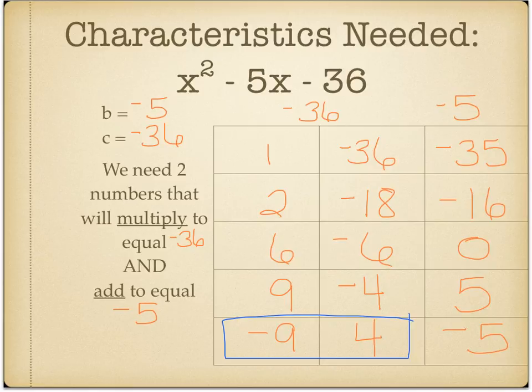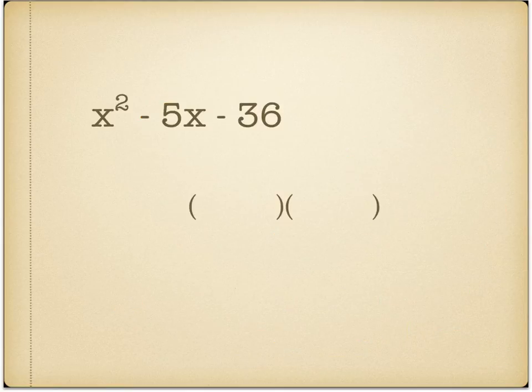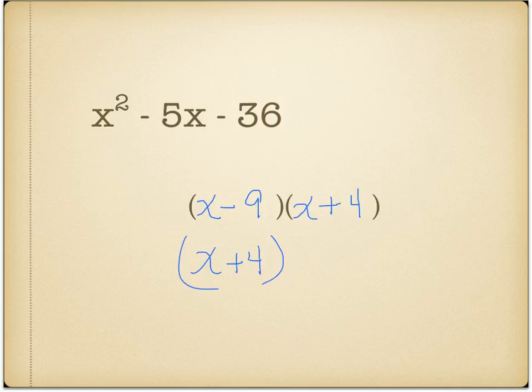So those are the two factors that I need to use. I need to use a negative 9 and a positive 4. When I fill in my factors, I'm going to have x times x to give me my x squared. And I'm going to use a negative 9 and a positive 4. It doesn't matter what order you write them in. What matters is that you have the sign correct on the correct number. So I could write x plus 4 and x minus 9 if I wanted.